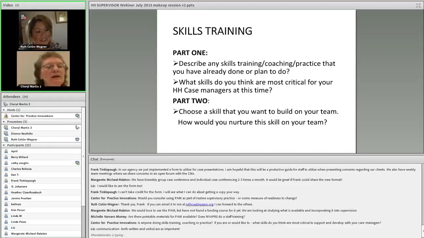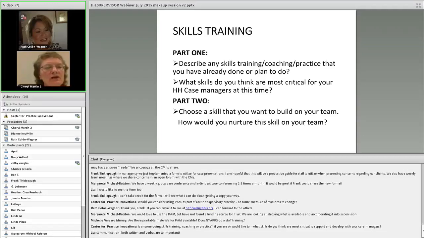But we found that with all training, when people can hear the information, they can understand the information, they can know the information, but to get effective in using it, as a skill, it requires this kind of interaction. So I agree with you.